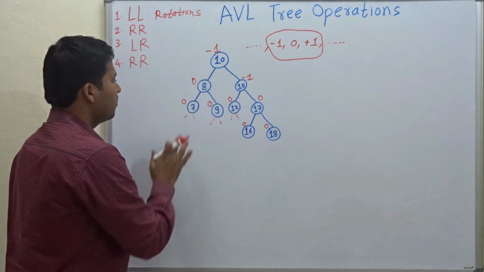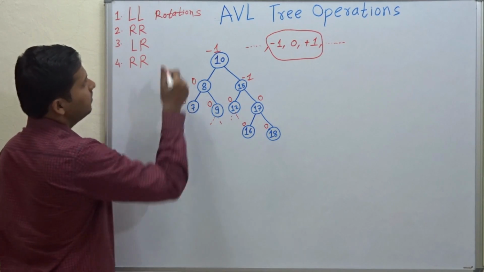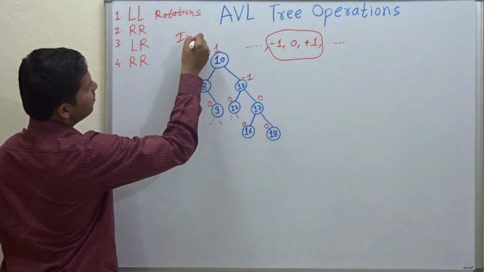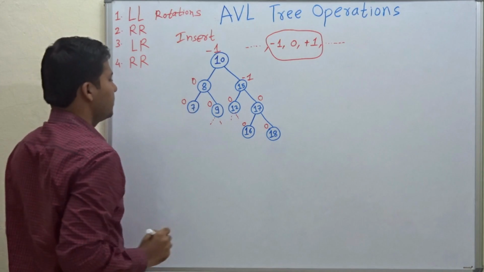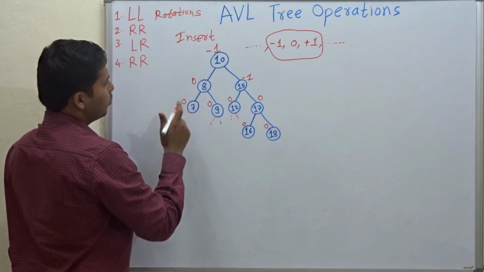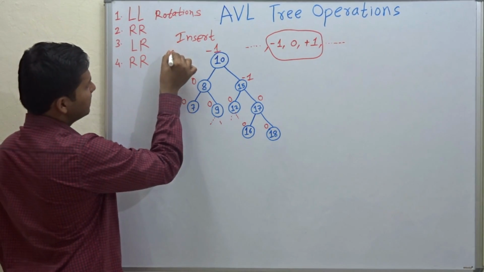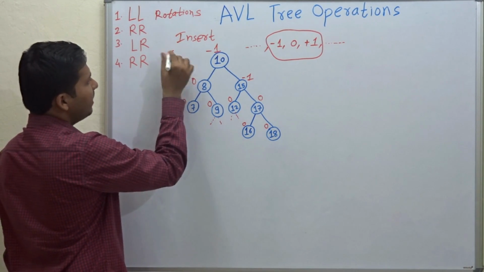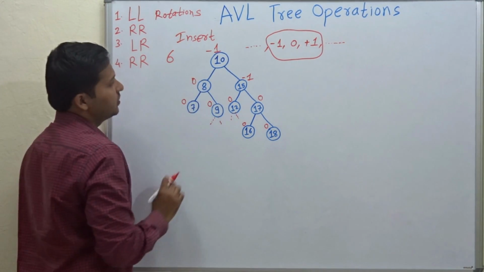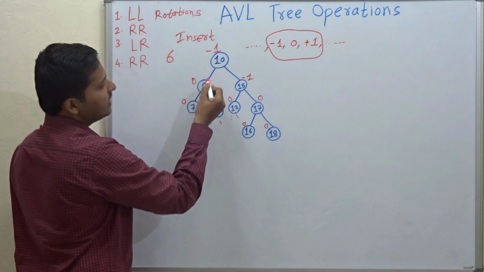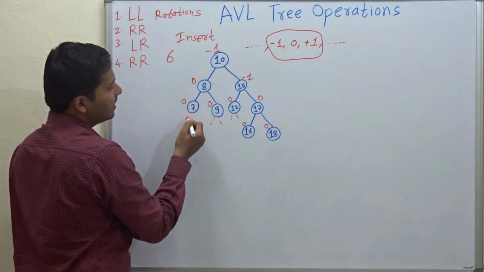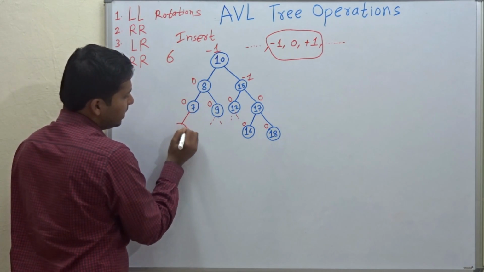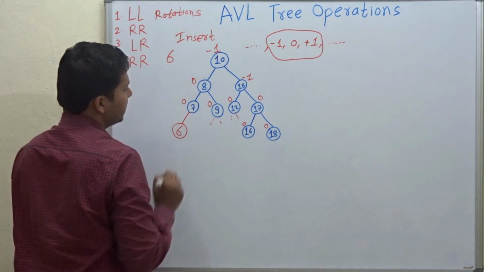Now let's perform the insertion operation. Let's insert some nodes. Suppose you want to insert element 6 inside this binary search tree. So 6 is less than 10, less than 8 and less than 7. So that will be on the left side of 7.